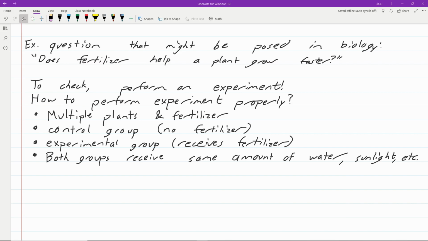So, in economics, though, these types of experiments are much less feasible. For example, here at the top we had an example question that might be posed in biology. Now let's take a look at an example question which might be posed in economics. So, example economics question.